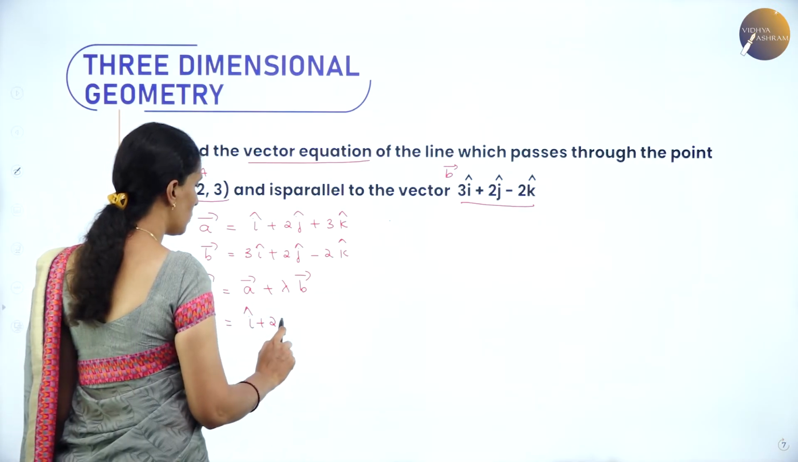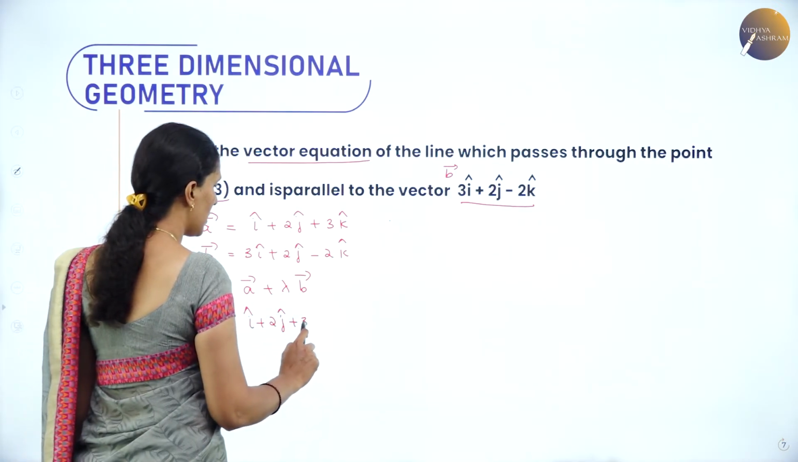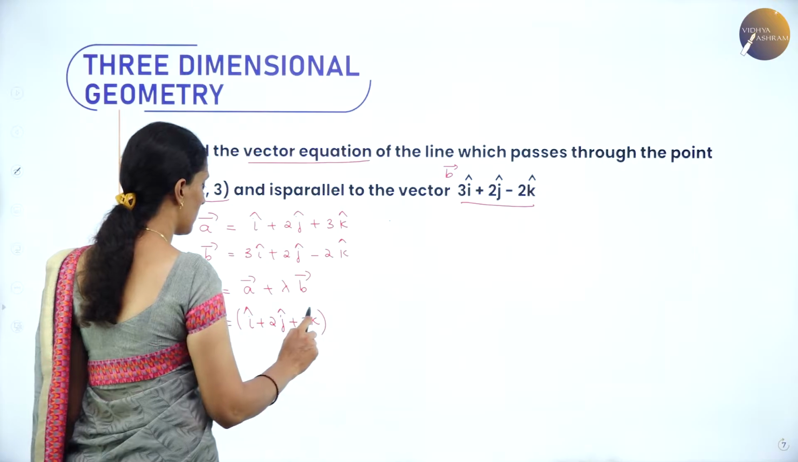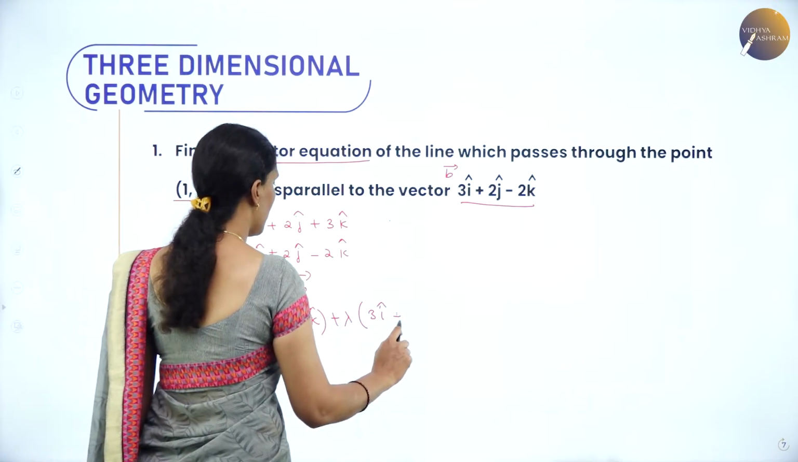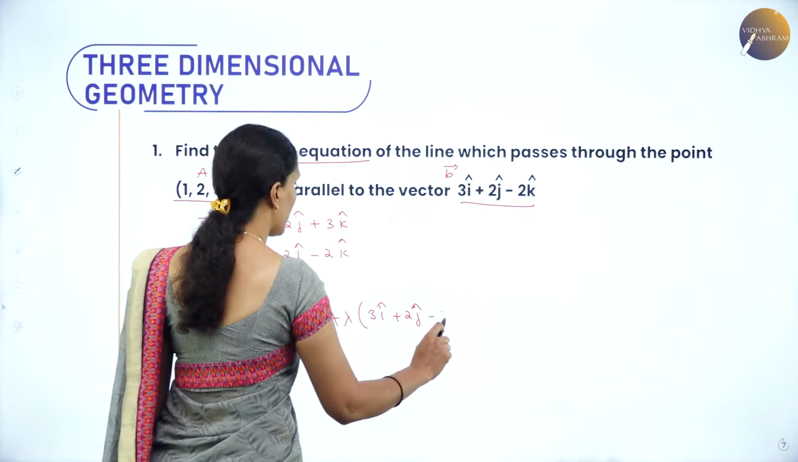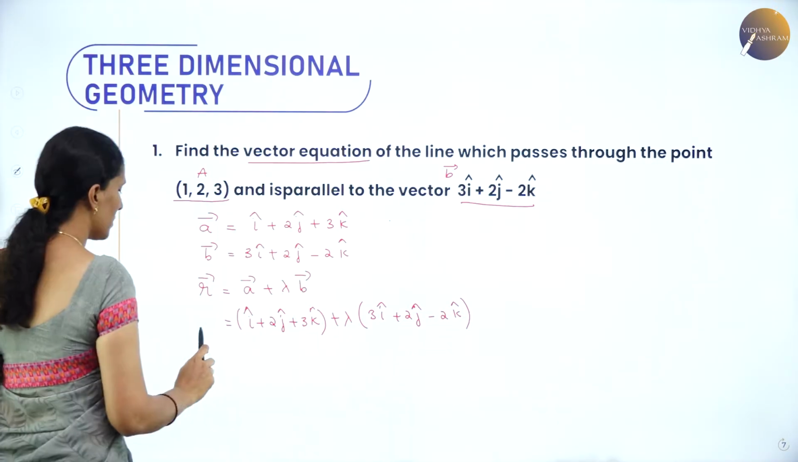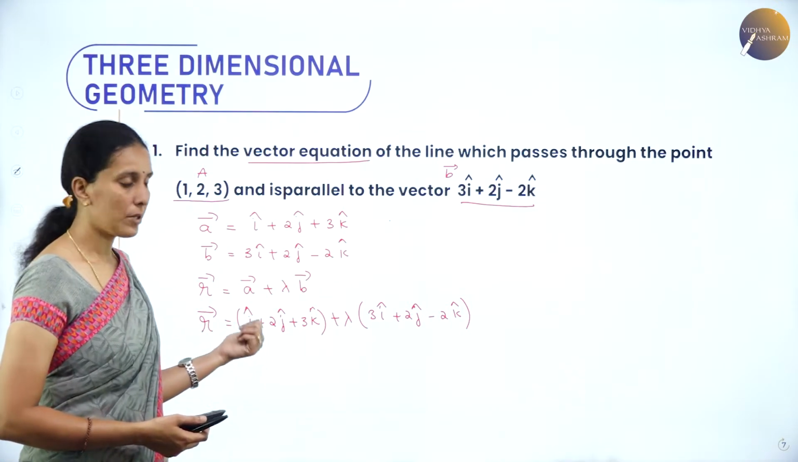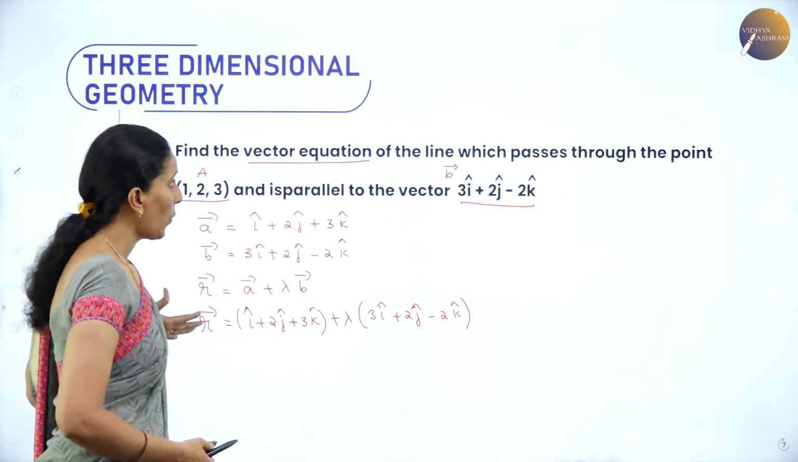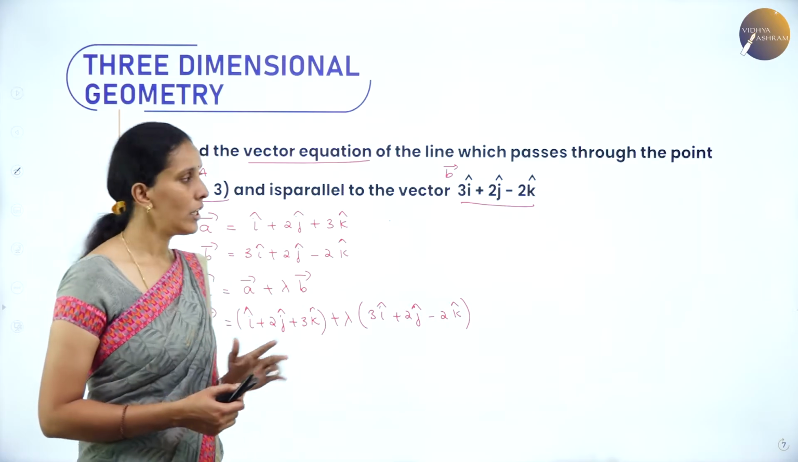i plus 2j plus 3k plus lambda into 3i plus 2j minus 2k. So this vector r is equal to, we can also write xi plus yj plus zk. So this is the vector form of the given line.